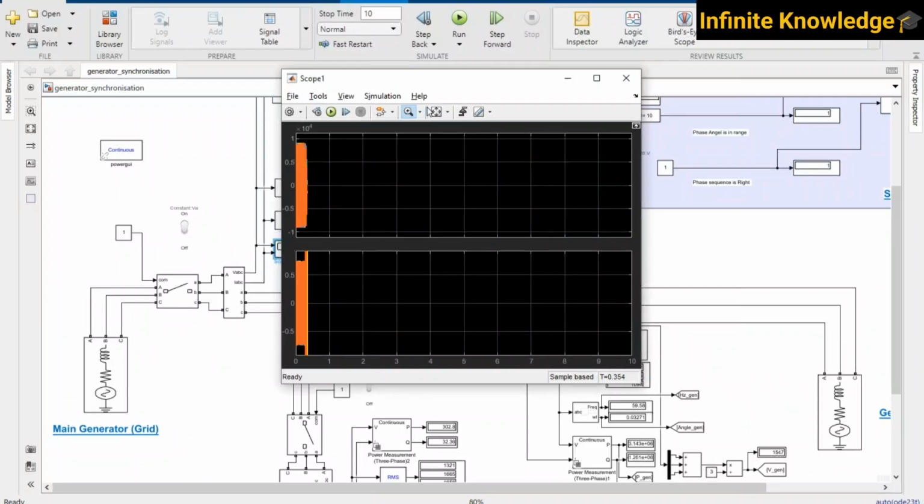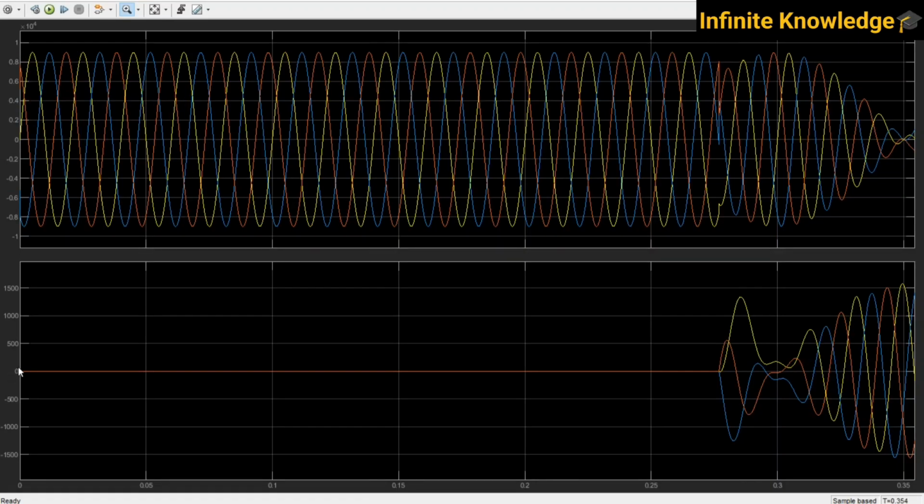So I have synchronized two different frequencies. You can see variation is there. The current spike is very high. Initially current was nearly 0.2 ampere, which increased drastically to 1000 ampere, and voltage is also reduced.